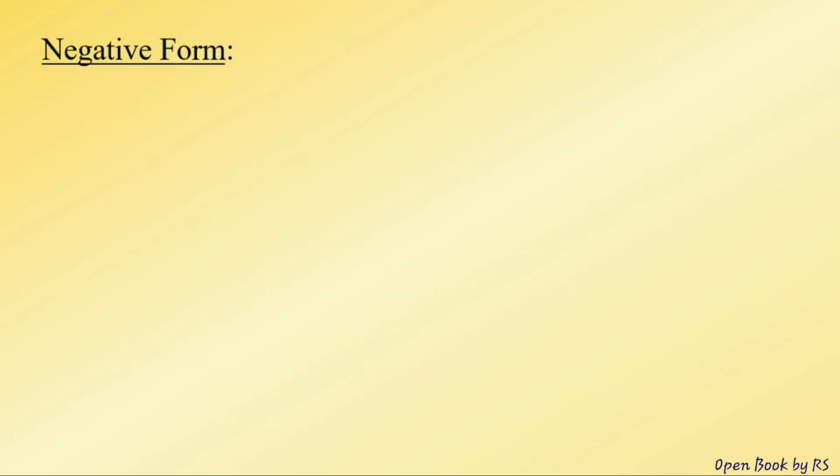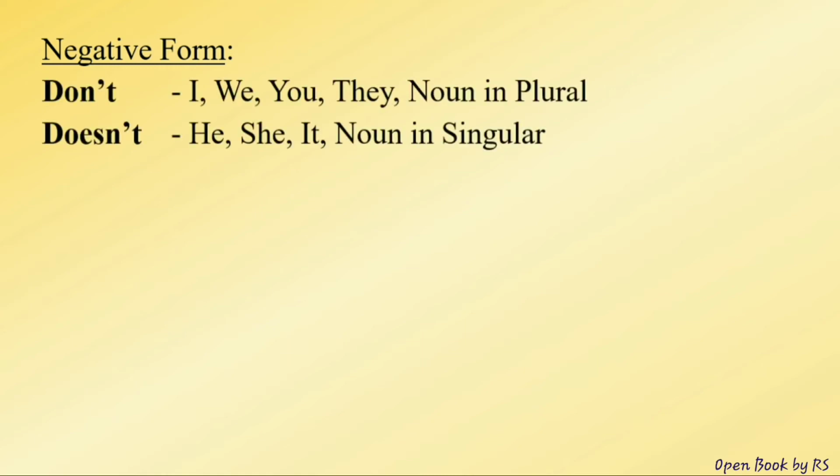Now take the negative form. It's also very easy. Along with do or does, we should use not. So don't, do not, nothing but. Doesn't, does not. The short form of does not is doesn't. The short form of do not is don't. With don't, we should use I, we, you, they, noun in plural. With does not, we should use he, she, it, noun in singular.